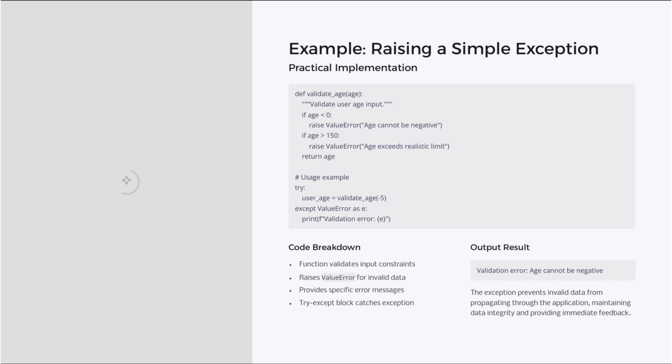In the validate age function, we ensure age input is realistic by raising a value error for negative or excessively high values. This approach uses specific error messages to guide users. The try-except block effectively catches these exceptions, preventing invalid data from affecting the application and ensuring data integrity with immediate feedback.